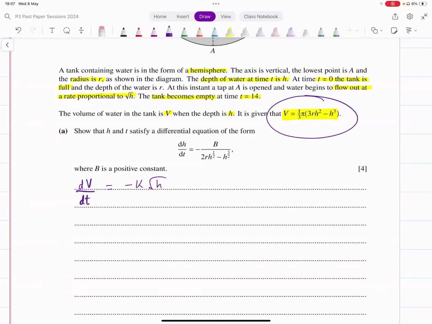How do you do that? You've got V in terms of h here. Let's find the derivative of this to find dV over dh and see what that turns out to be. 1/3 into pi, that's a constant that remains as it is.